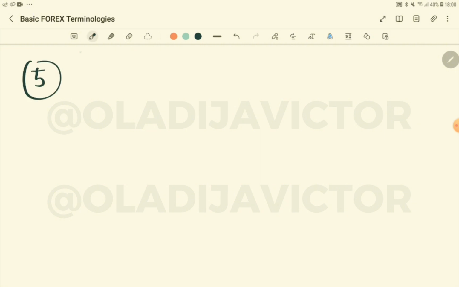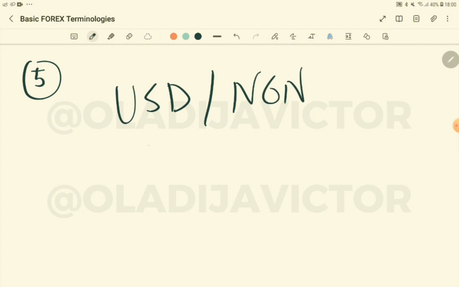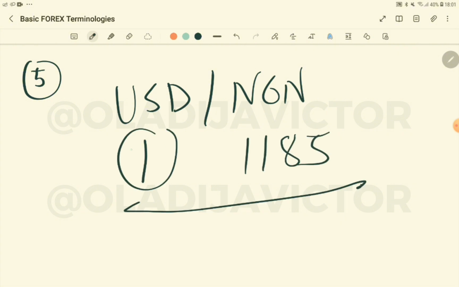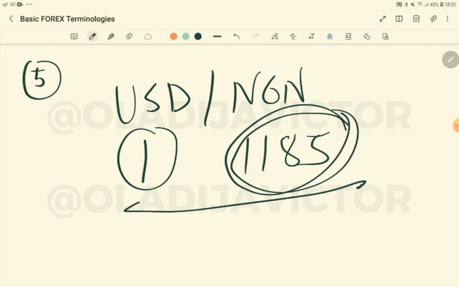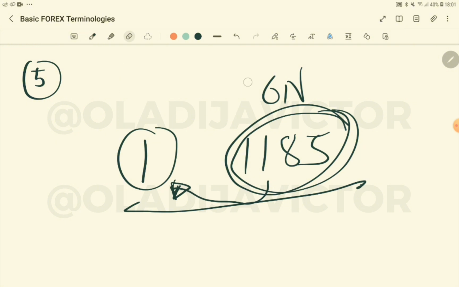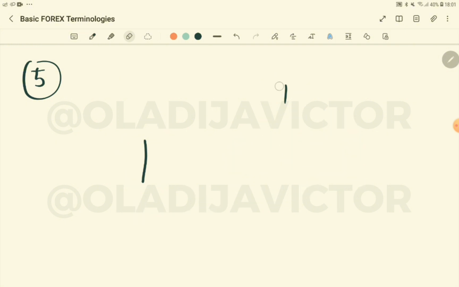Number 5, exchange rate. Exchange rate is quite basic. It is the current price or the current value of one currency against another. So if you're asking what's the exchange rate of USD NGN, it is simple. $1 is equal to 1,185 naira. This is the current exchange rate. So if you have $1, you already know that it's worth 1,185 naira. If you have the naira, you already know it's worth $1. That is the exchange rate. That's the 5th concept.